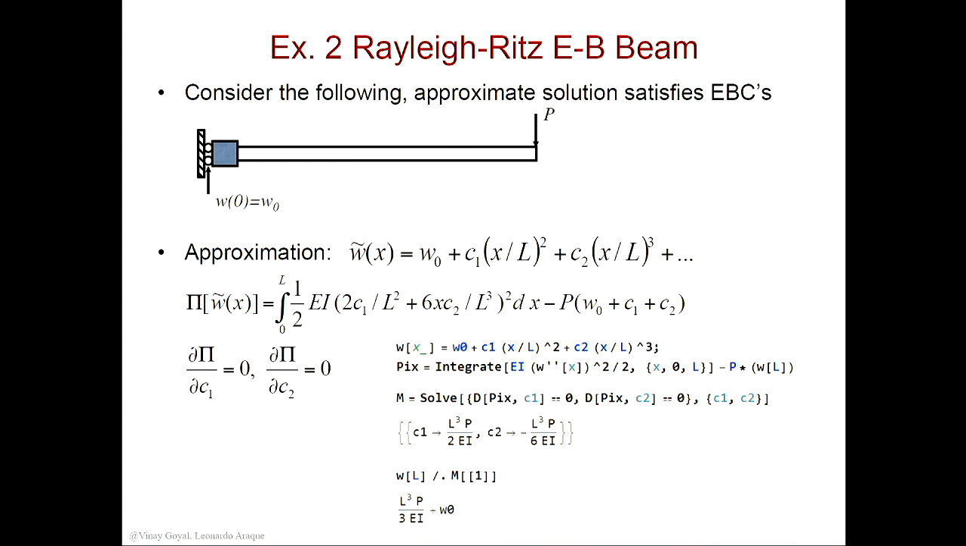So I get W naught plus C1 plus C2. That's what I get in there, right? And again, derivative of pi with respect to C1, derivative of pi with respect to C2, set that equal to 0, two equations, two unknowns. I did it in Mathematica, a couple of steps. Isn't that what I got with the weak form Galerkin? Same thing. Actually, it also matches the exact solution, just to let you know.